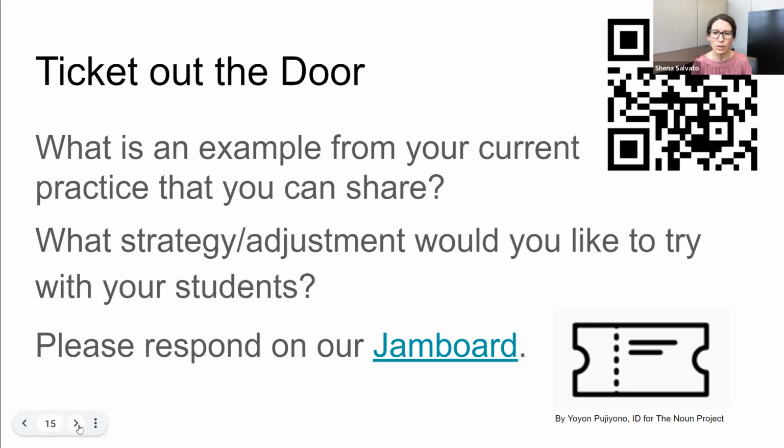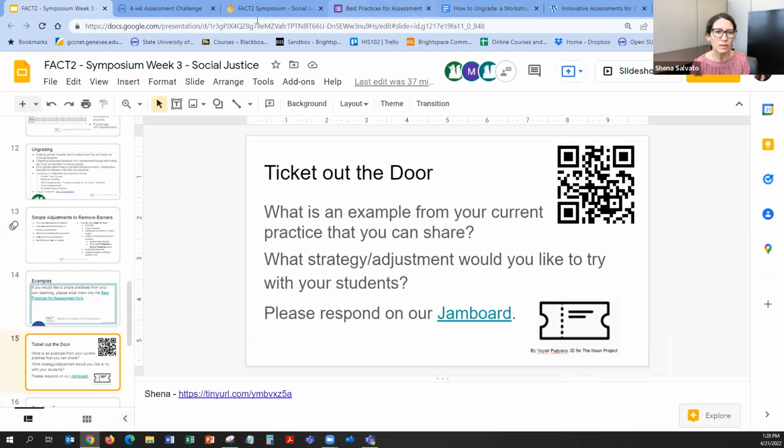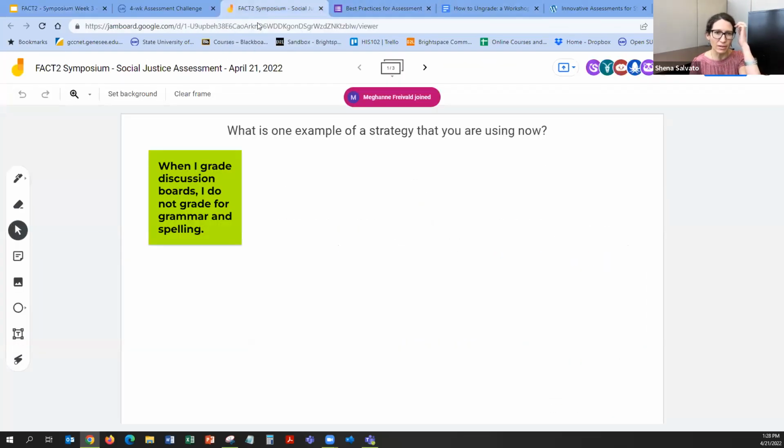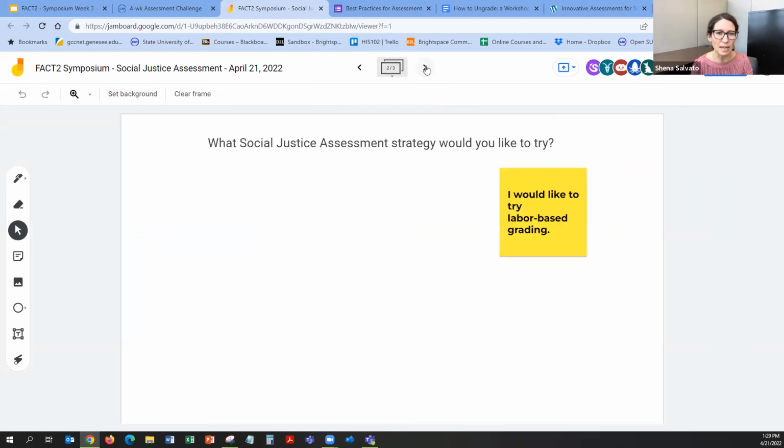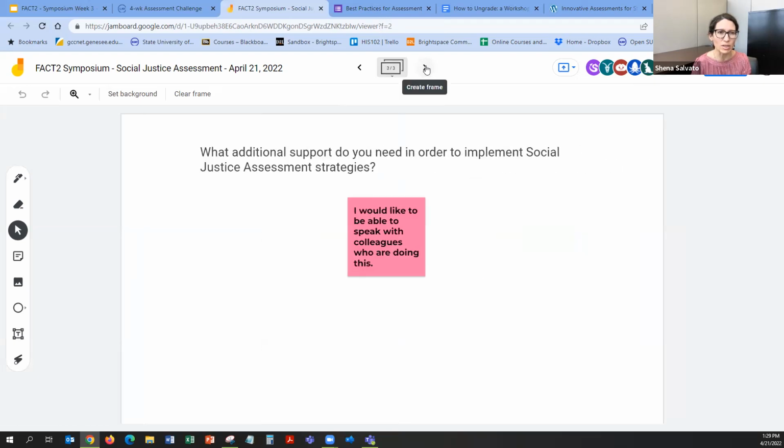So I think too, Judy, do you want to go ahead and put that Jamboard up on the screen there, and then we can start to see folks' contributions there. All right, yeah, so go ahead and just add your own strategies that you're currently using on that first one, and on the second one, what are some things you'd like to try? And we just have some sample ones up there. Oh, and then we do have a third one there. What additional support do you feel like you need in order to implement some of these?